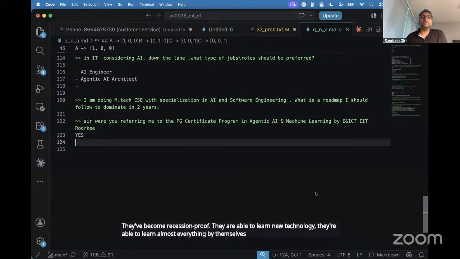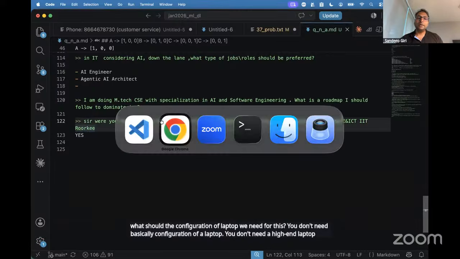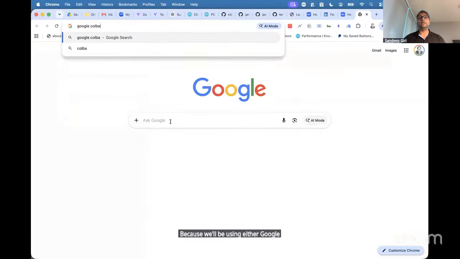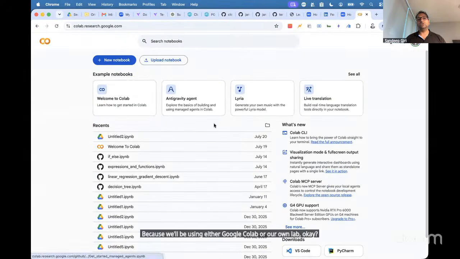A question from Dhanraj is, what should the configuration of the laptop be for this? You don't need a high-end laptop, just an okay laptop, because we will be using either Google Colab or our own lab. So you can just use Google Colab. That seems to do a pretty good job.